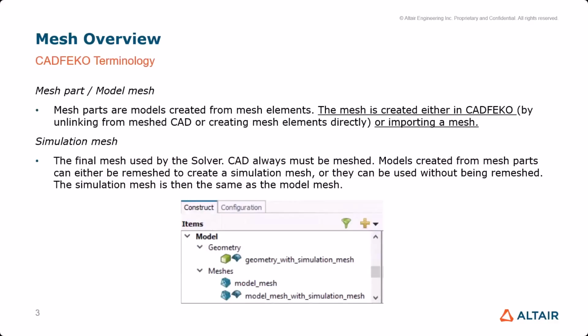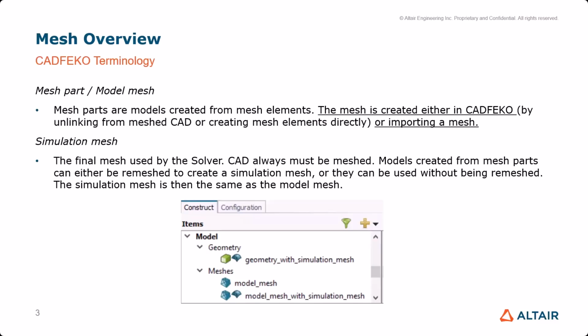So in CAD Feko, let's dive in a bit more into the terminology that we use. We have the geometry parts in general. They are usually model geometry and they refer to the CAD in the model. These CAD parts can be created in CAD Feko or they can be imported from other CAD tools in different formats. And we then have the mesh parts.